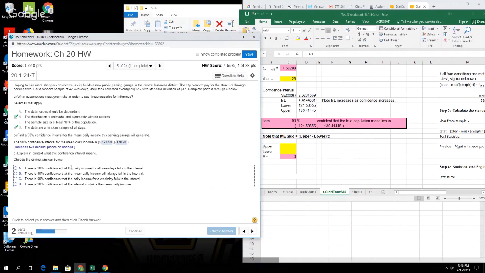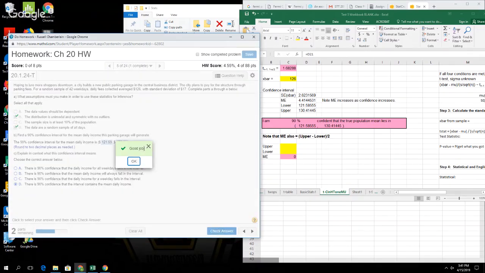So are we 90% confident that the daily income for all weekdays falls in the interval? There is a 90% confidence that the mean daily income will always fall in the interval. There's a 90% confidence that the daily income for weekdays falls in the interval. There is 90% confidence that the interval contains the mean daily income. Yeah, that's the best description of those choices there.